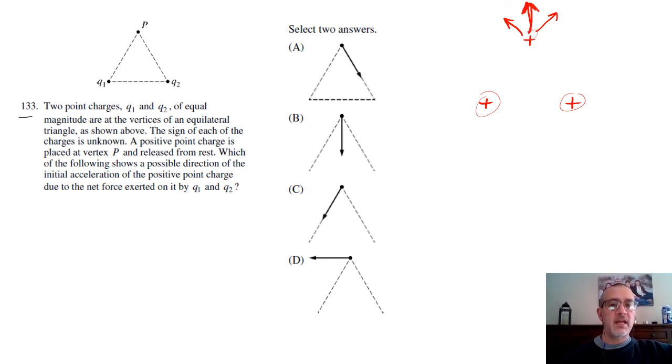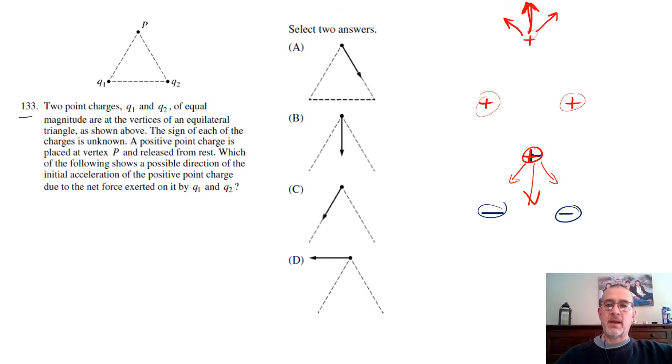If instead Q1 and Q2 were both negative, then let's draw that. If I have a negative and a negative, and then I have point P. Well, if I placed a positive there, let's make it red, then this negative will be attracting the positive, and this negative will be attracting the positive, and those two vectors would add up straight down. So I have straight up and straight down as two possibilities.